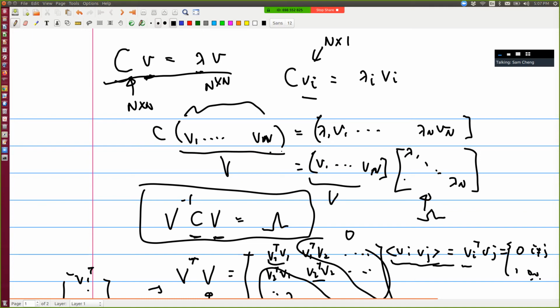Like V1, V2 up to Vn. And if C is a symmetric matrix, there's a very nice property: you can find a complete set of eigenvectors, and they form an orthonormal basis. So the eigenvectors are normalized and orthogonal to each other.